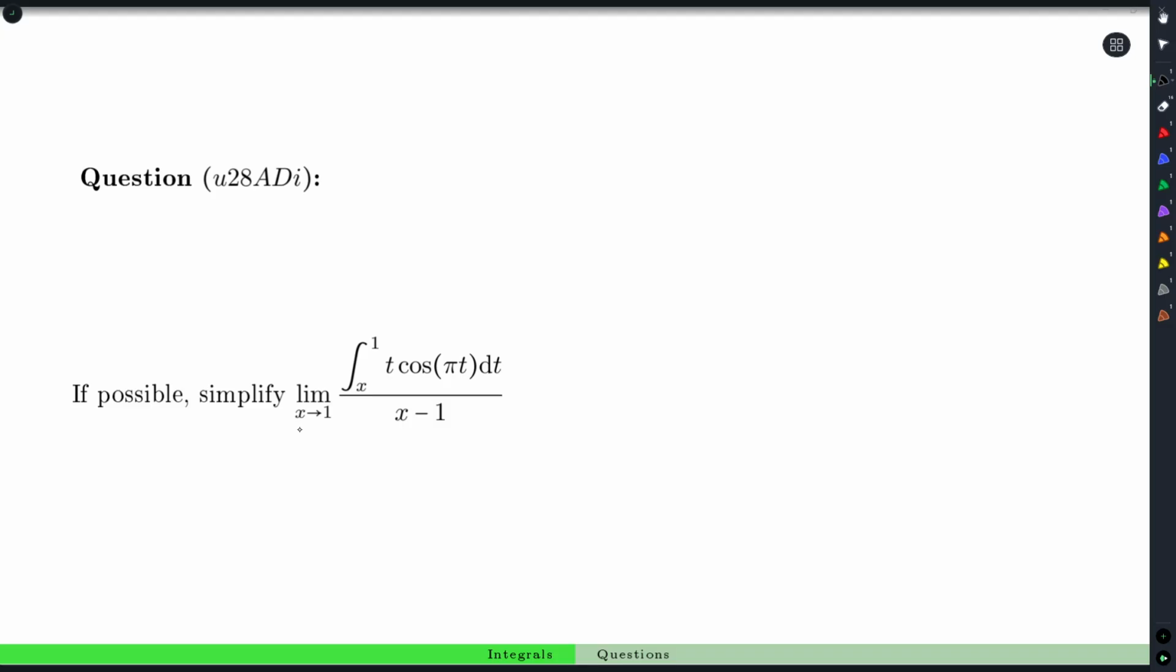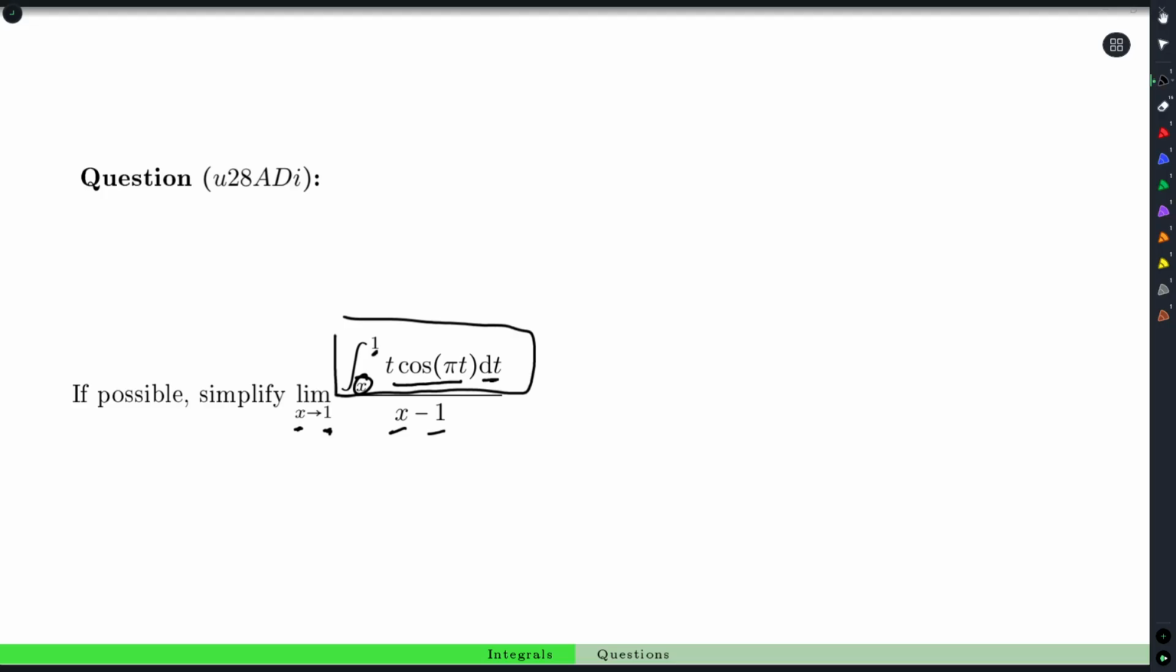If possible, simplify the limit as x tends to 1 of, so we got a function up here. It's not a function defined through a formula the way we might understand it. It's defined through an integration. But there's this little x here. The other bound is 1. And then we've got some expression in terms of just some other variable, some dummy variable. We use t. So that over x minus 1.